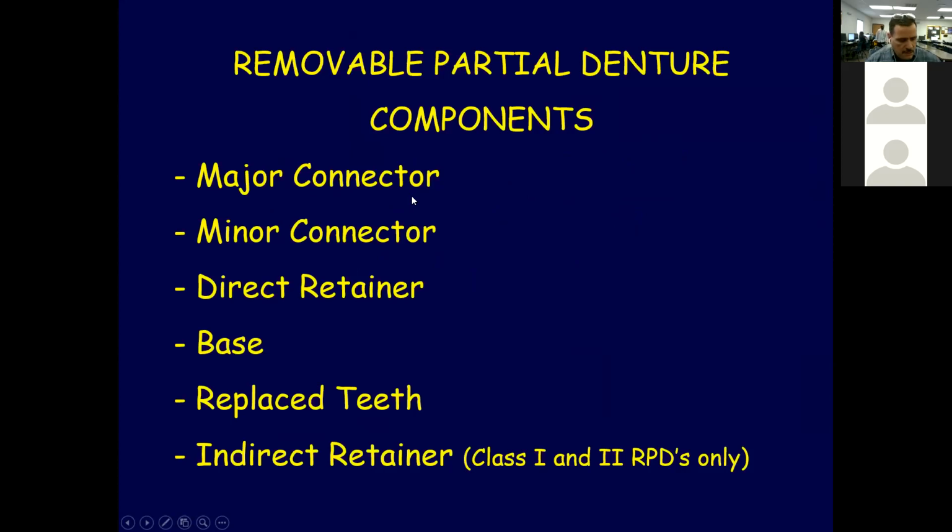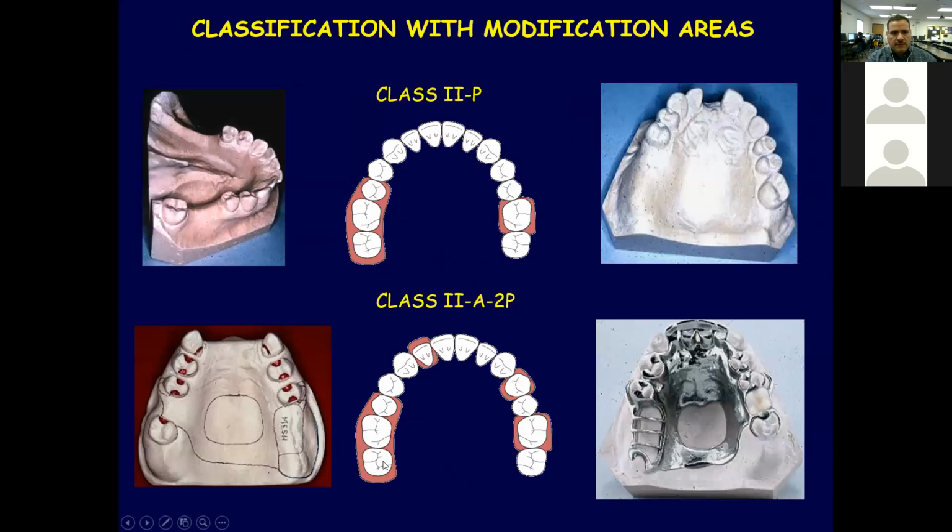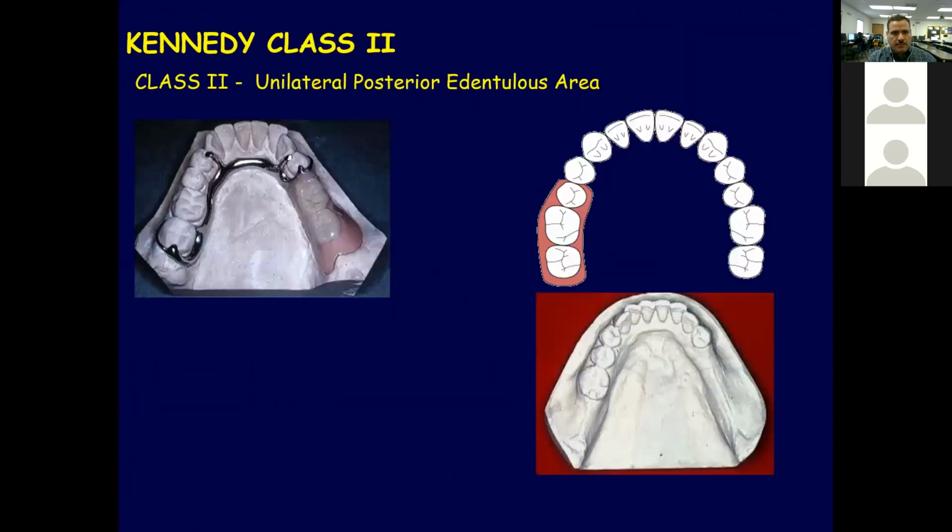Okay, so partial denture, there are many classifications of the components, the parts. There's a major connector, there's a minor connector, there's a direct retainer, there's the base that replaces teeth, that's fake teeth, and indirect retainer. Let me show you these pictures. I'll show you what they are.